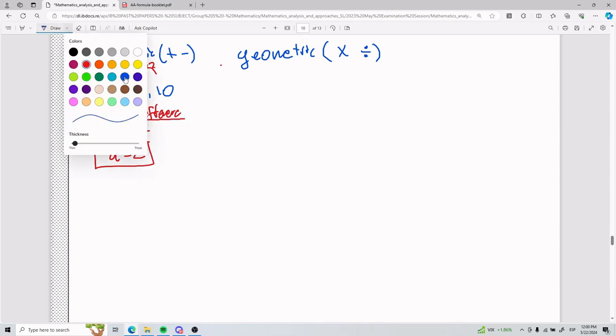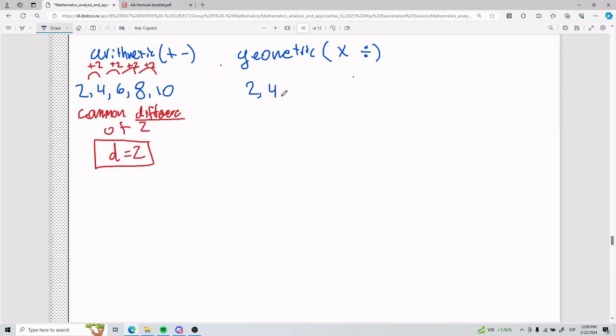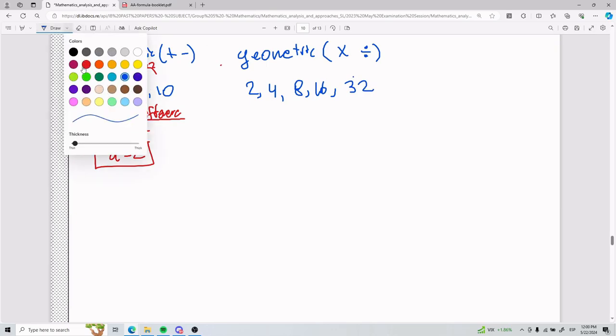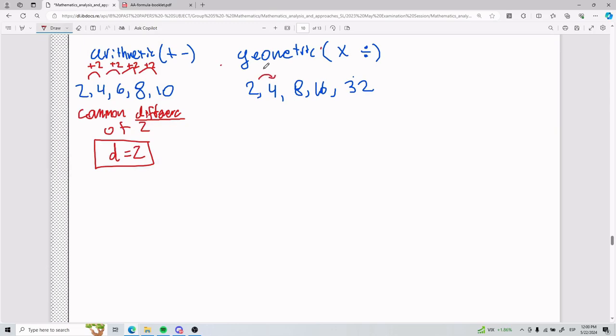For geometric, an example I can give you is, for example, 2, 4, 8, 16, 32. And so what's happening here? Well, before it was for adding or subtracting, now it's for multiplying or dividing. So here you have to be multiplying by 2. So 2 times 2 gives 4. 4 times 2 gives 8. 8 times 2 gives 16. And 16 times 2 gives 32. And so here it's not common difference anymore, but rather common ratio. And here is also a common ratio of 2 because it's multiplying by 2. So R has to equal 2. Okay? Why do I talk about R?